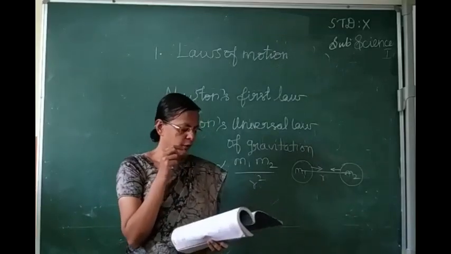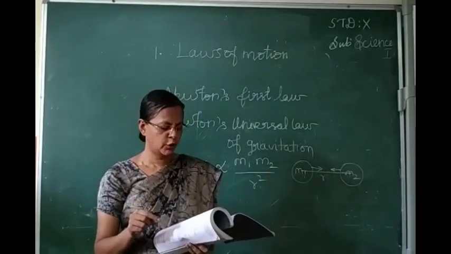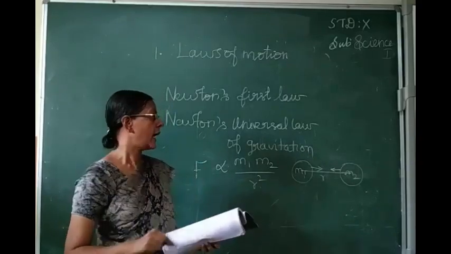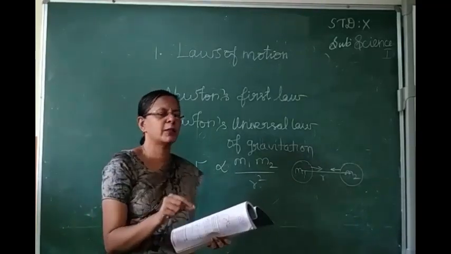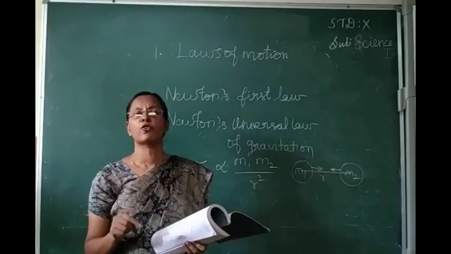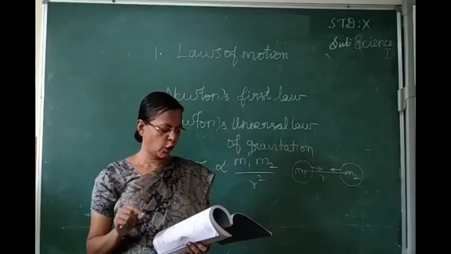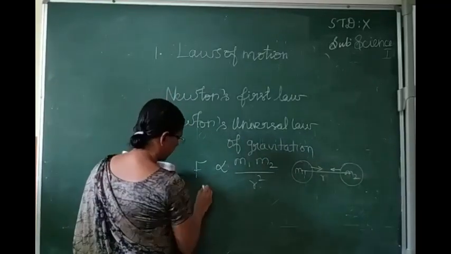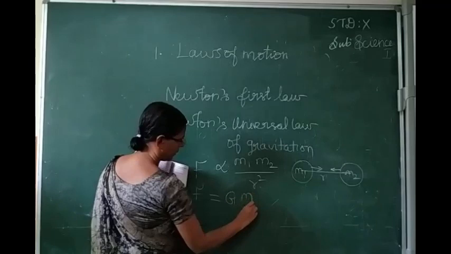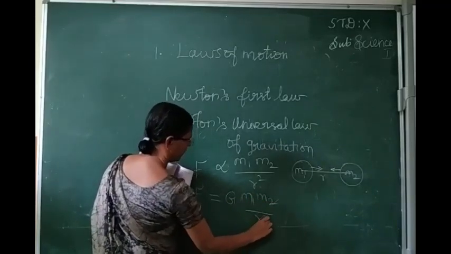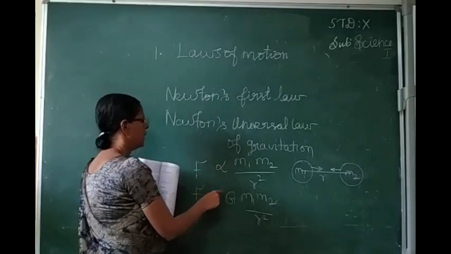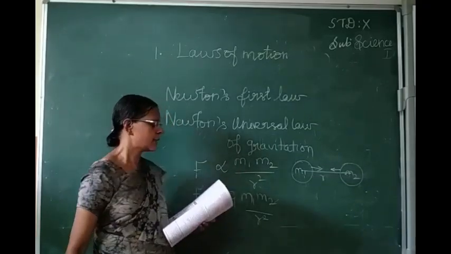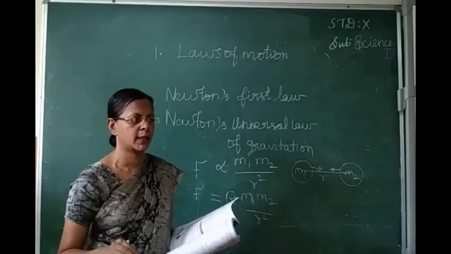You have to know it correctly. Once more we can say: every particle of matter in the universe attracts every other particle with a force. This force is directly proportional to the product of their masses and inversely proportional to the square of the distance between the centers of their masses. The direction of the force acts along the line joining the masses. So in this universal law of gravitation, F is equal to G M1 M2 by R square. Instead of proportional, we write equal to and a constant. This capital G is called the universal gravitational constant.